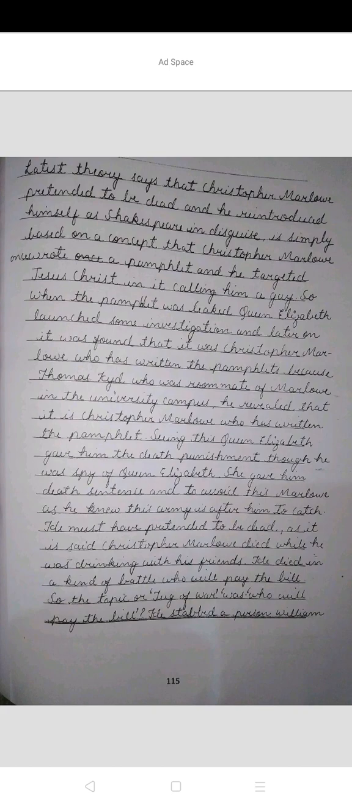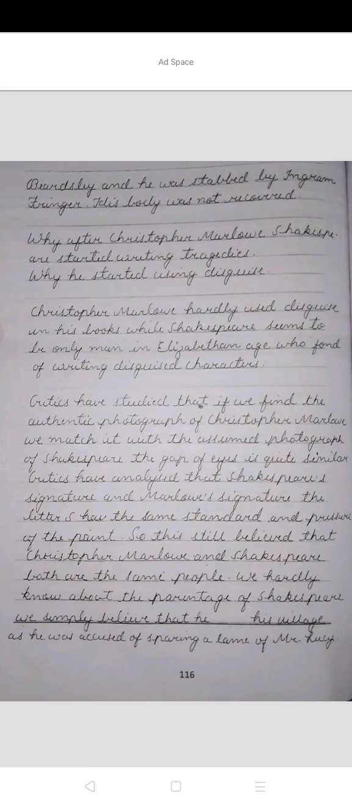To avoid this, Marlowe, as he knew the army was after him to catch him, must have pretended to be dead. As it is said, Christopher Marlowe died while he was drinking with his friends. He died in a kind of fight. The tug of war was over who would pay the bill. He stabbed a person, William Bradley, and he was stabbed by Ingram Frizer. His body was not recovered.